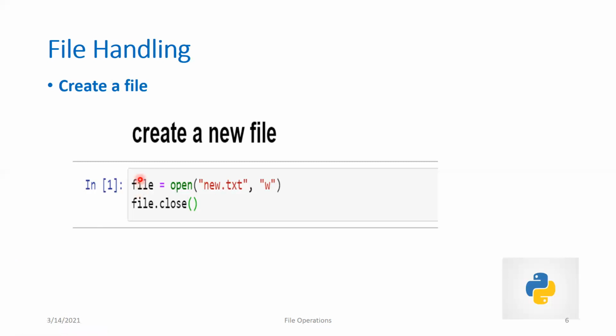If you just want to see the file, then you have to print this file variable. Then this close operation will close the file. So this close method will close this file. So this is the procedure of how we can create a file and close the file.